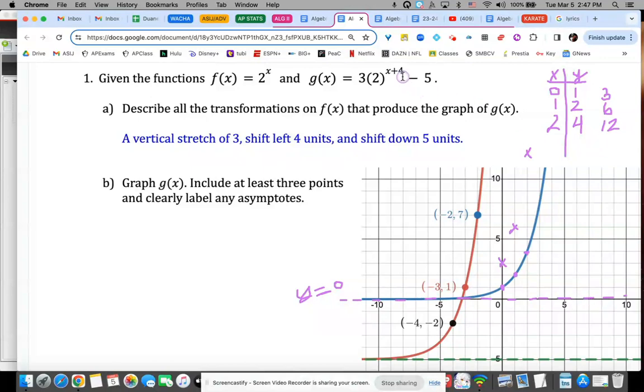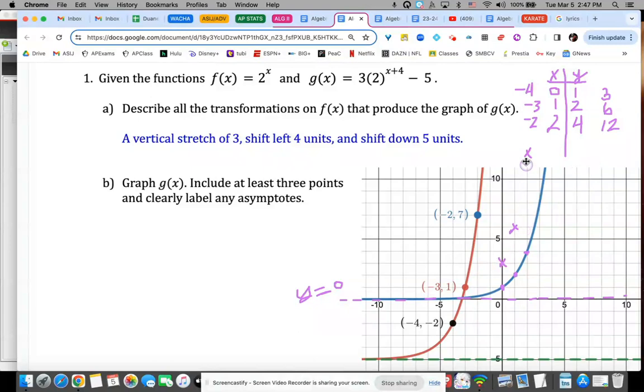And then when we go plus 4, that means things move left 4. So that means your x values are actually subtracting 4. So this goes to negative 4. This goes to negative 3. And this goes to negative 2. So I'm subtracting 4 from all the x values.